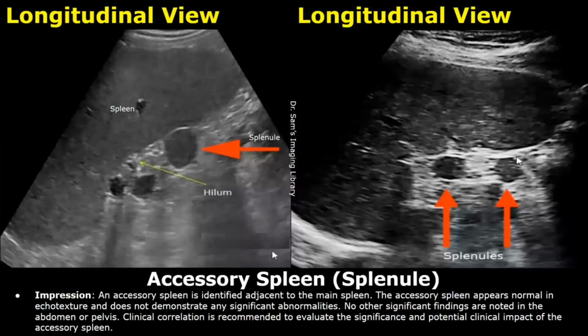Here is the impression. An accessory spleen is identified adjacent to the main spleen. The accessory spleen appears normal in echo texture and does not demonstrate any significant abnormalities. And in the end, it is important to write clinical correlation is recommended to evaluate the significance and potential clinical impact of the accessory spleen. It is important to write about clinical correlation in the impression.